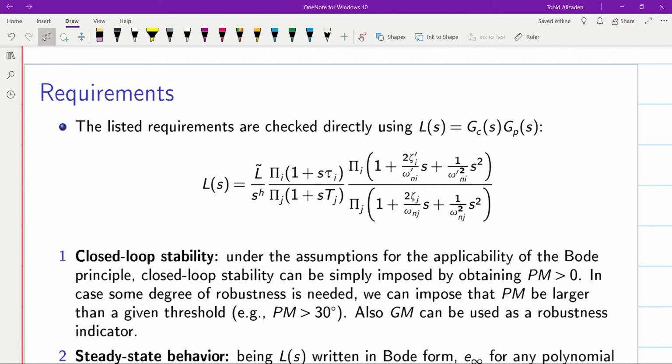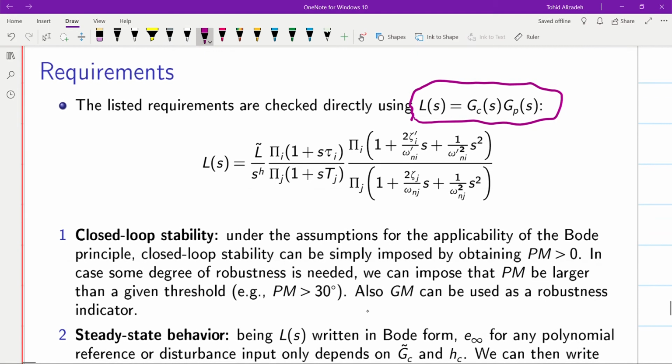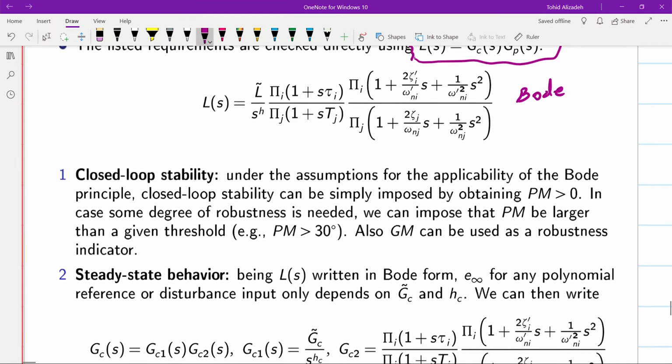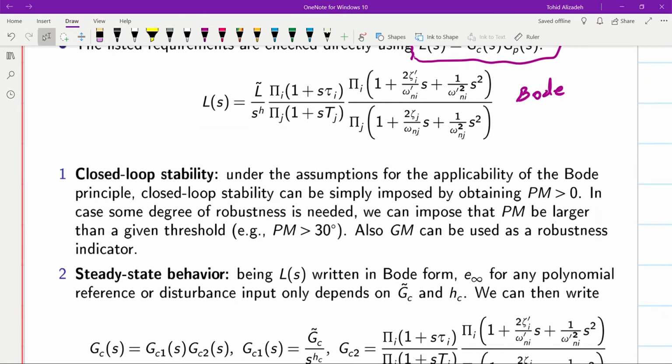As for the requirements, we will check them directly using the transfer function that we have for the loop, L of S or L of j omega, in the form of GC of S times GP of S. And we will have it in the Bode form as well. So this is the Bode form for L of S.